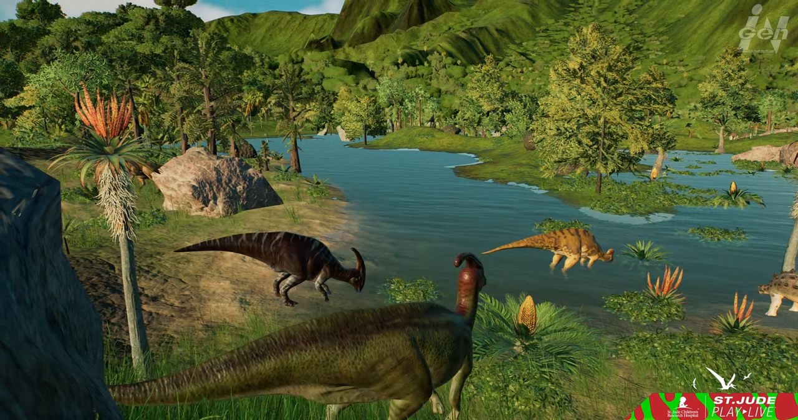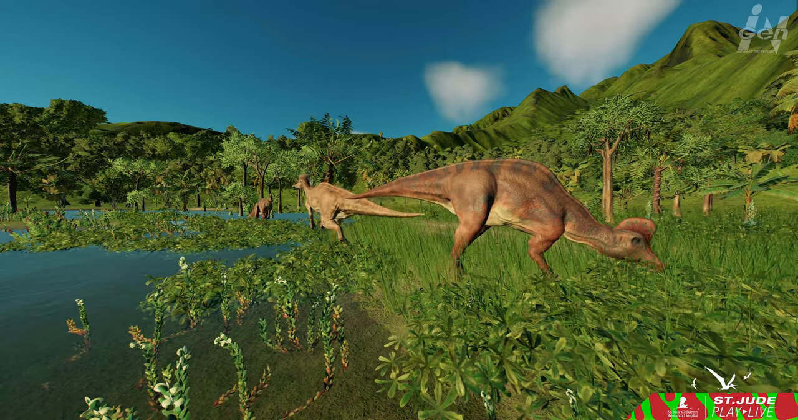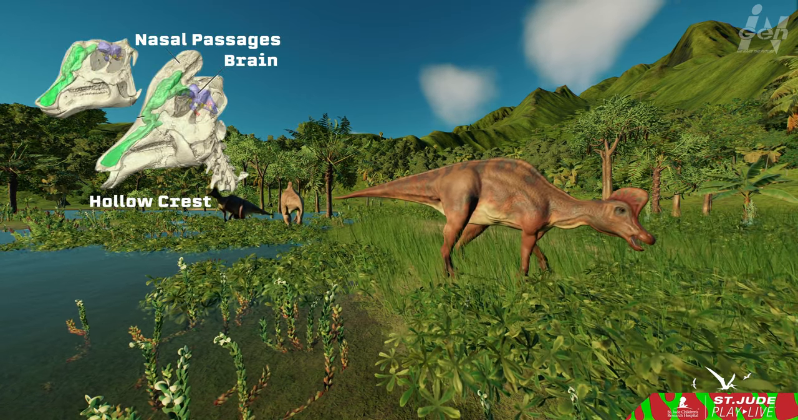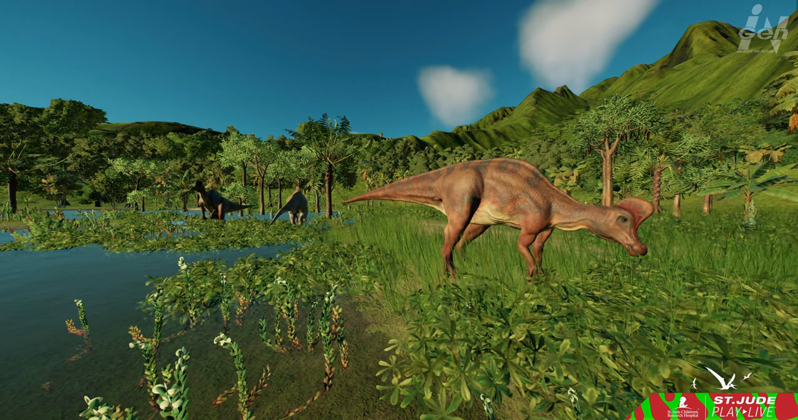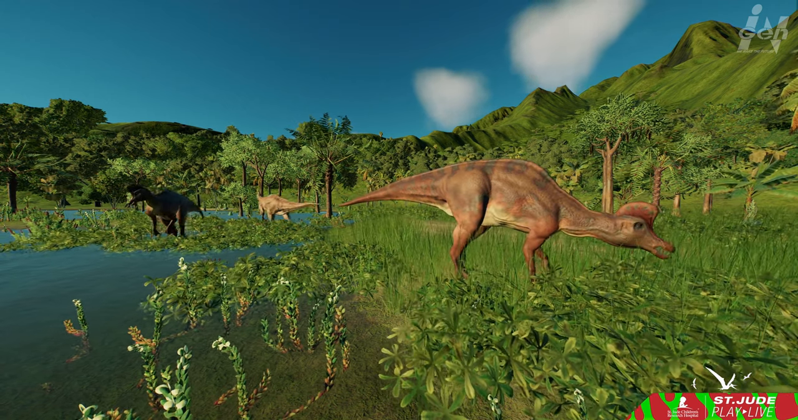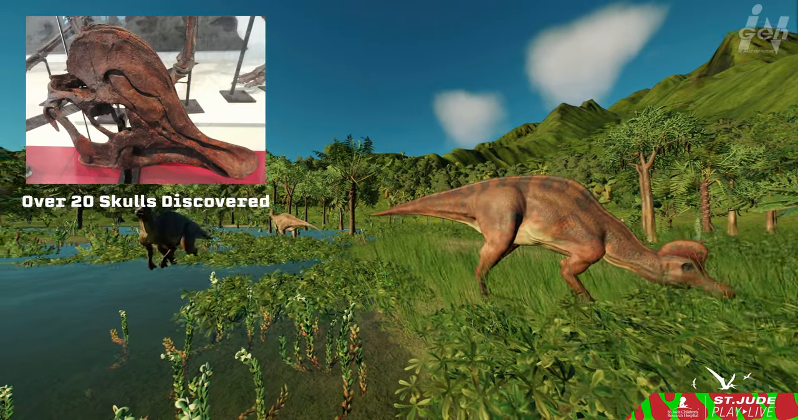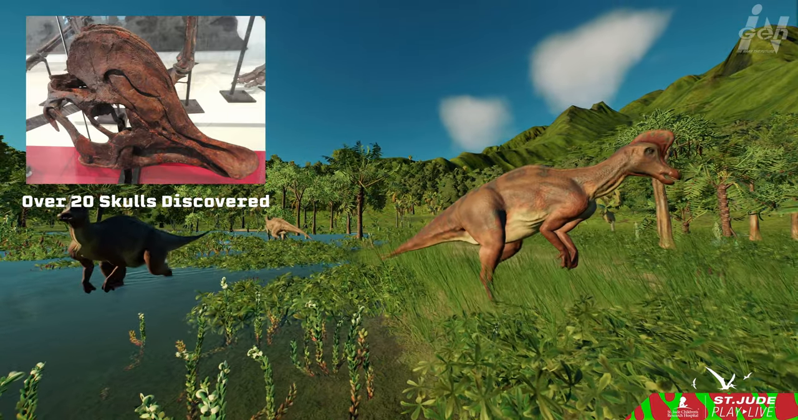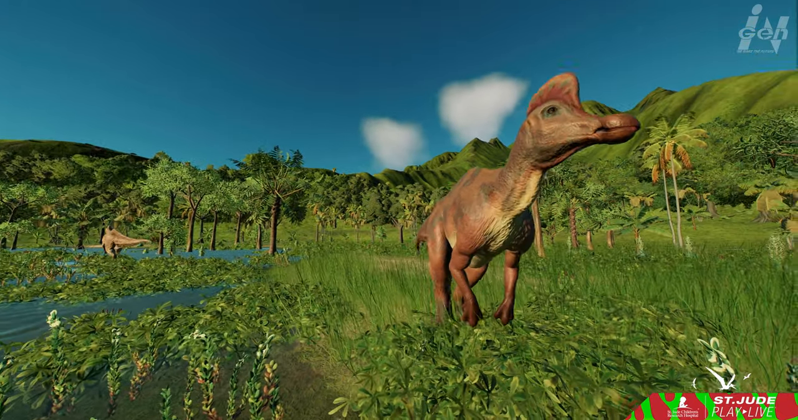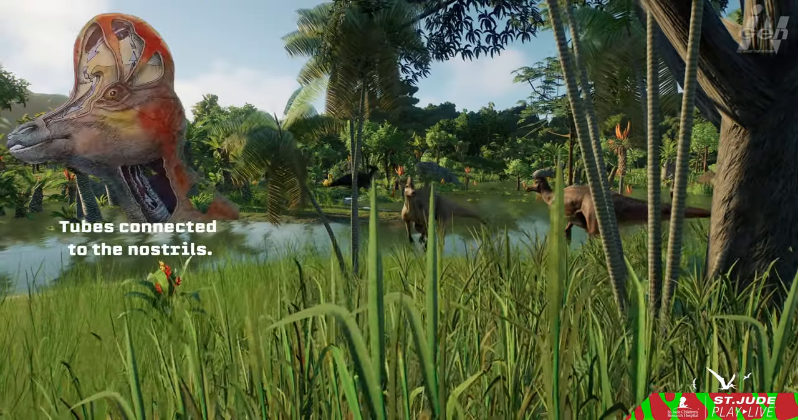The most distinctive feature of the Lambeosaurinae was the hollow crest on top of their heads. The size and shape of these crests vary greatly, and as a result, different skeletons of Corythosaurus have been identified. However, comparison of more than 20 skulls has shown that the crest changes as it grows and differs between the sexes. The crest of Corythosaurus was not a solid bone. It contained tubes that were connected to the nostrils.